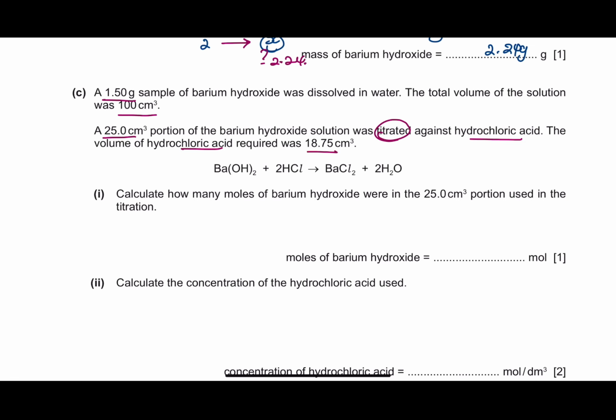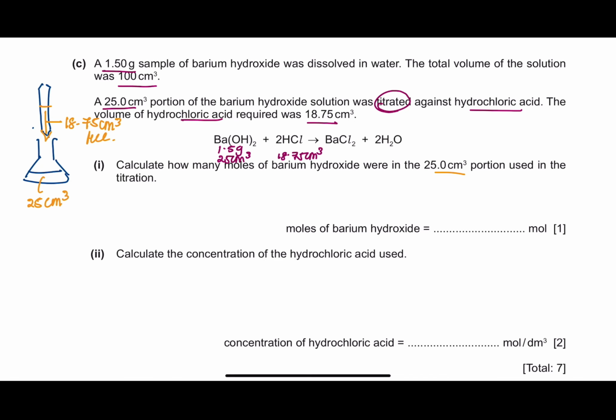Now titration means you have roughly about 25 centimeter cube of barium hydroxide, and after titration, in order to neutralize it, we only used up 18.75 centimeter cube of HCl. So the question is saying barium hydroxide adding up with HCl, you get barium chloride and water. Calculate how many moles of barium hydroxide were in the 25 centimeter cube portion used. So before we answer the question, let's write down all the information given underneath this chemical equation.